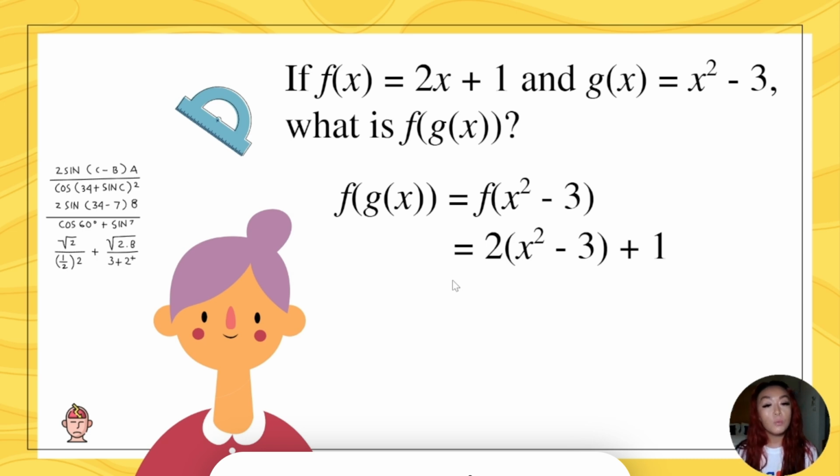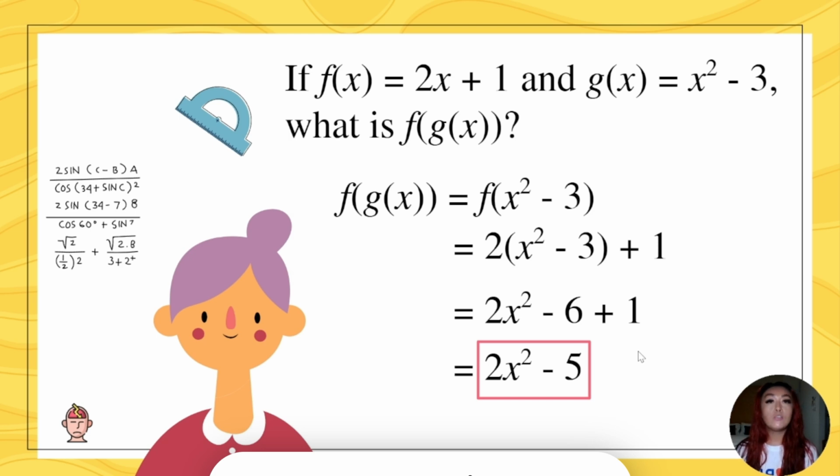So we'll use the distributive property and distribute the 2 to x squared and negative 3. And we get 2x squared minus 6 plus 1. Now we're just going to combine like terms, our negative 6 and our positive 1. And we get 2x squared minus 5. Right, so notice how this one is different. They wanted us to substitute the whole expression for x into f of x and then simplify, right?